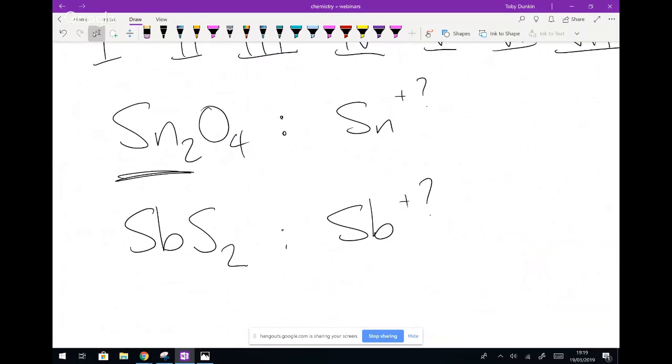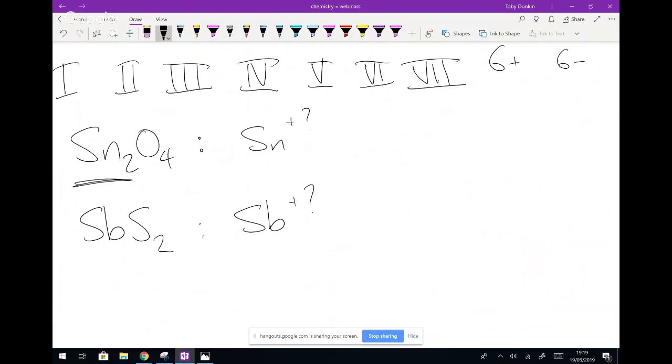So what's going to be the charge on antimony? I'm wondering whether Lucas and Daniel have already got there. Lucas scores again. Well done. And it's absolutely right.